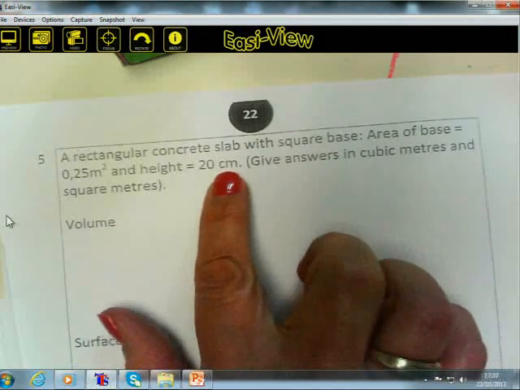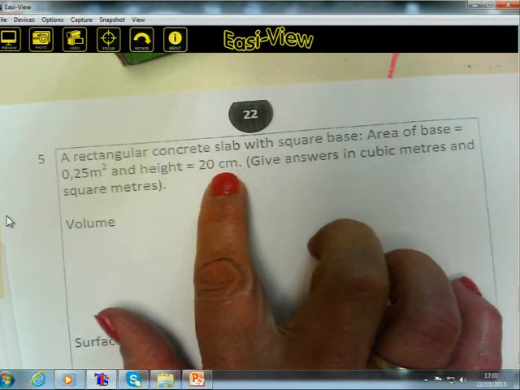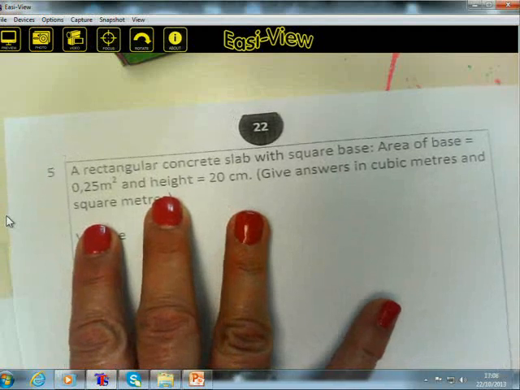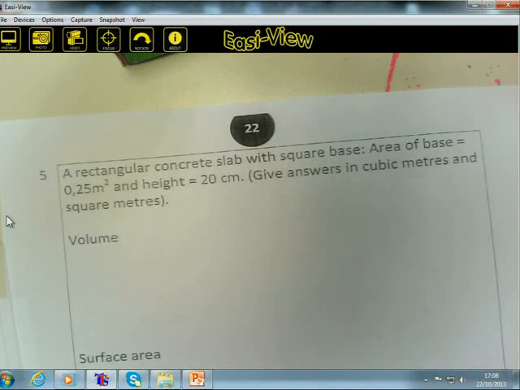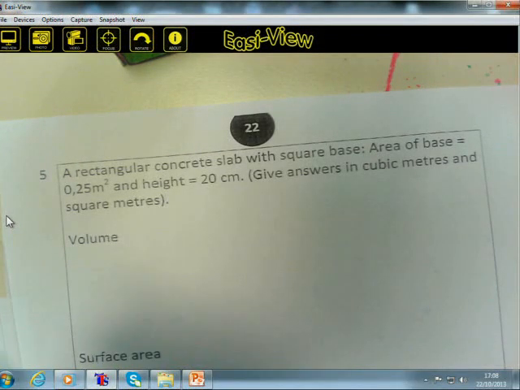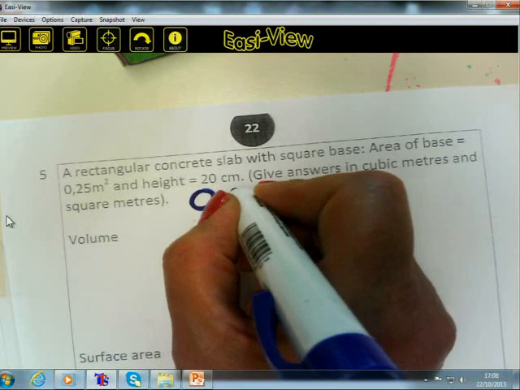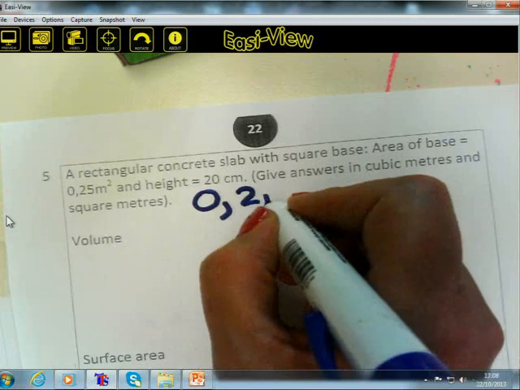So you can see that I will have to take these centimeters to meters. Let's do that before we start working on the sum. 20 centimeters, I must take it to meters. Now it's centimeters to meters, divide by 100, and that's going to be 0,2 meters.